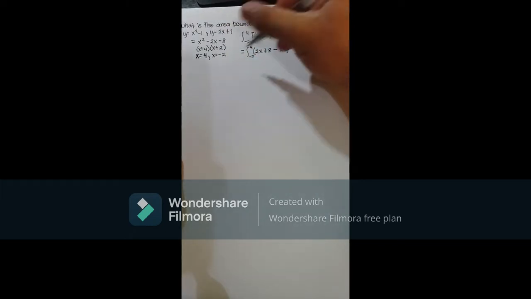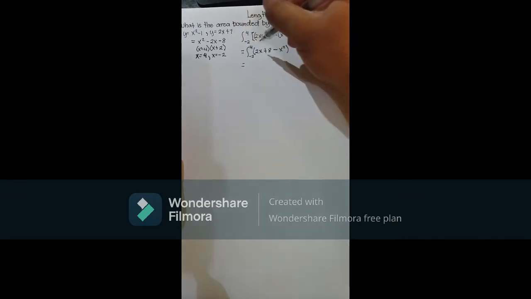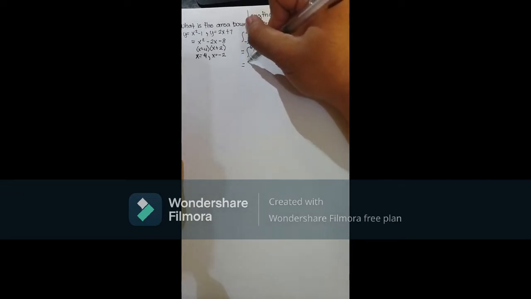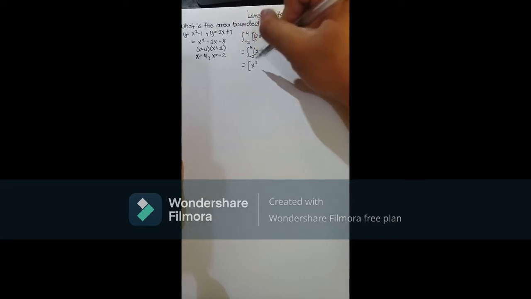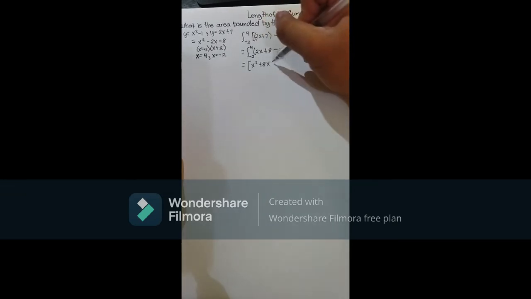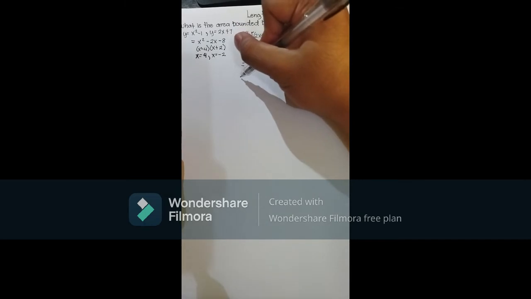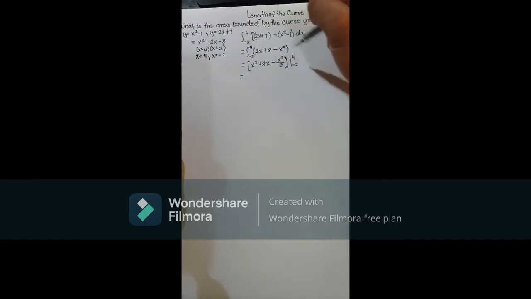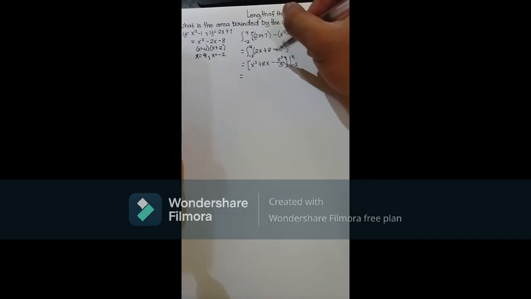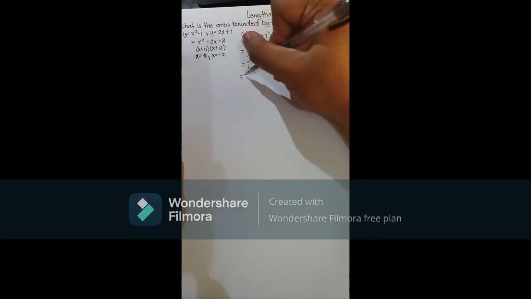So integrate: 2x becomes x squared, positive 8 becomes 8x, and the integral of x squared is x cubed over 3. And the limits are 4 and negative 2. So we substitute for x.